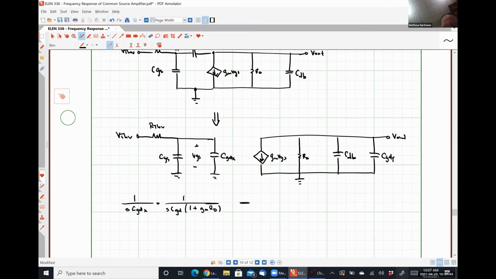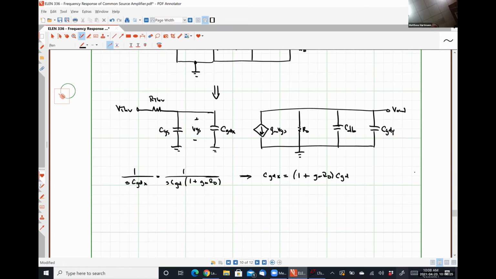And from this, we can see that CGDX is just 1 plus GMRD times CGD. So the Miller effect is making that capacitor look significantly larger on the input side of things, okay? So this is probably going to give rise to our dominant pole because it's the largest capacitance, or it seems like it's going to be the largest capacitance, and it's tied to the input, so it should be at the lowest frequency.